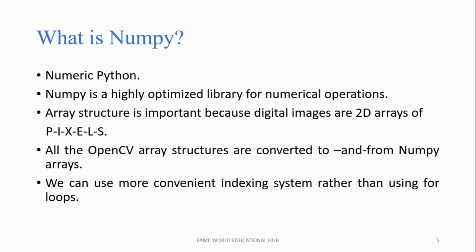All the OpenCV array structures are converted to and from the Numpy array. So we can use a more convenient indexing system rather than using for loops. That's why we will be using the Numpy module, and it is actually used a lot when we are working on machine learning. That's why I have told you before also that Numpy is a machine learning module, and in OpenCV also we will be using it.